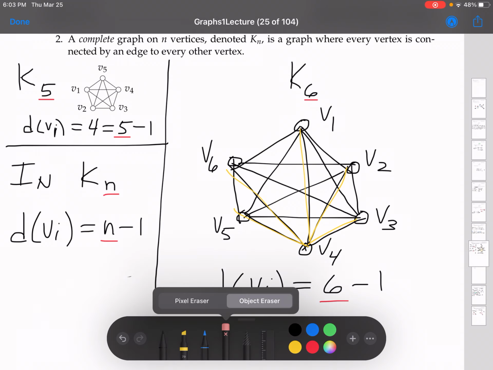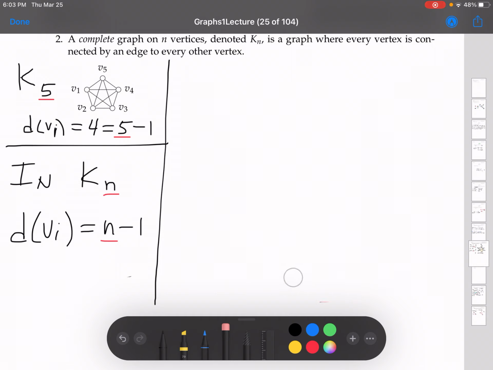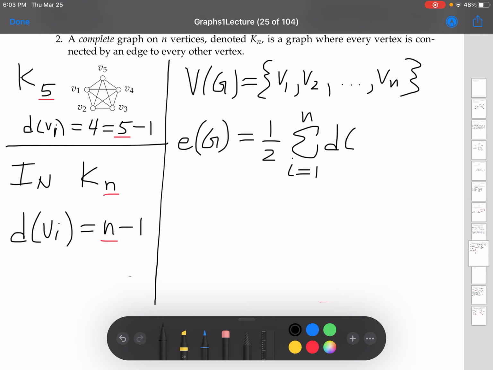So now let's get to the formula. Now remember the handshake theorem. For a general graph G, where a general graph has vertices labeled V1, V2, ..., Vn, the number of edges in G, this is for any graph, is 1/2 the sum from i equals 1 to n of the degree of Vi.